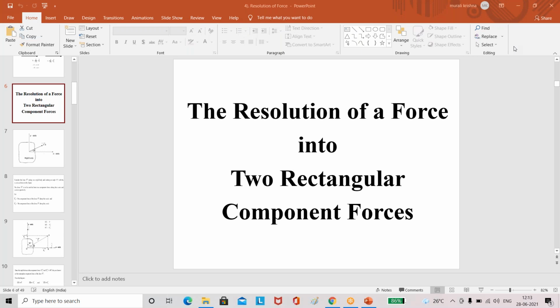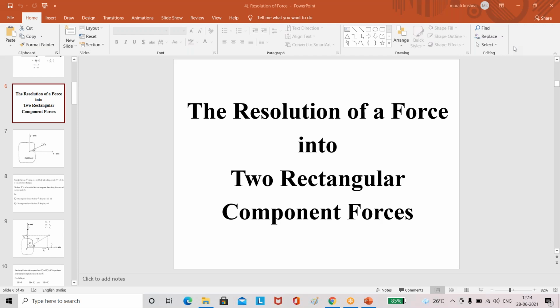Good afternoon, students. Last class, I explained the resolution of a force into two rectangular component forces. One force F bar acting on the rigid body is separated into two component forces Fx bar and Fy bar.